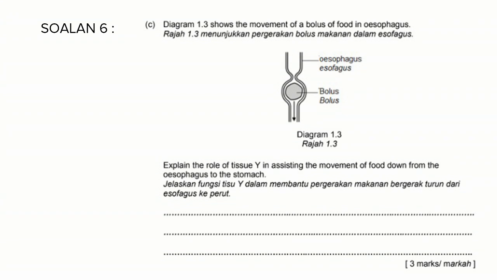Untuk otot licin, dia sama dengan cacing tanah. Kamu boleh bayangkan untuk soalan ini, dia lebih kurang sama dengan cacing tanah. Cacing tanah, dia ada pergerakan yang seperti peristalsis juga. Untuk pergerakan ini yang seperti peristalsis, dia melibatkan dua otot. Satu ialah longitudinal muscle, satu lagi ialah circular muscle.